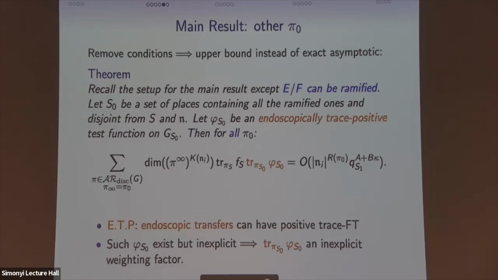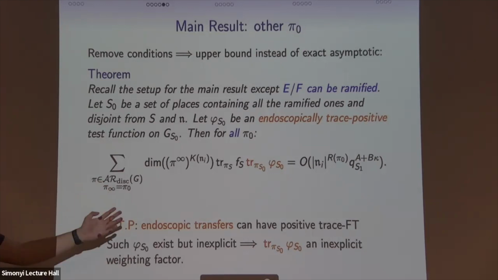You say a positive test function. Yeah, okay, so positive test function, what does that mean? So what this means is, I hope this doesn't run into the issue you're talking about, that if you look at all the endoscopic transfers of this test function, you can pick them so that their traces are positive on all unitary representations. Okay, so it's not that you're getting some convergence by positivity. We're just using it to be able to push some absolute values around and move them between sums in the right way.